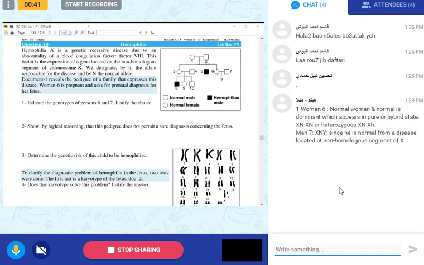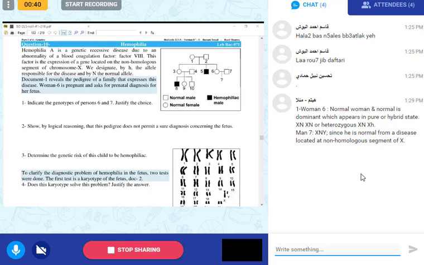Woman 6, we read the answer, please. Woman 6, normal woman, and normal is dominant, which appears in pure or hybrid state: XNXN or heterozygous XNXH. Man 7: XNY, since he is normal from a disease located at a non-homologous segment of X. Exactly.